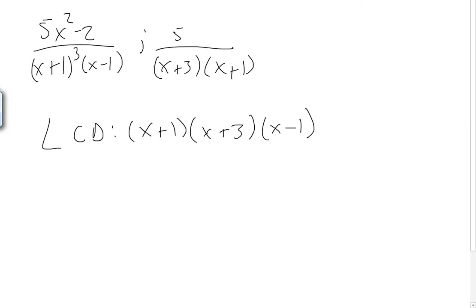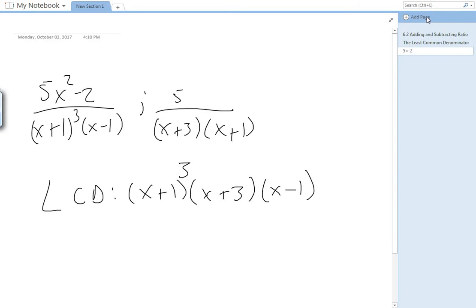But since there's two x plus 1s, I want to make sure I grab the one with the highest power. So the highest power is 3. So on the x plus 1s, I take the x plus 1 to the third, then the x plus 3, then the x minus 1. And maybe I said that backwards, but it doesn't matter the order, right? Multiplication is commutative, so you can put any factor that you want first in terms of the LCD. If it's not actually factored, then you have to do some factoring on your own.